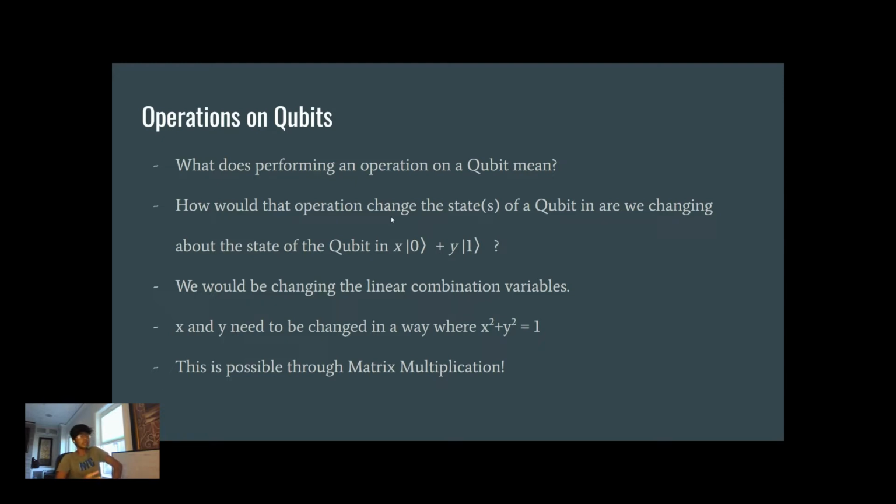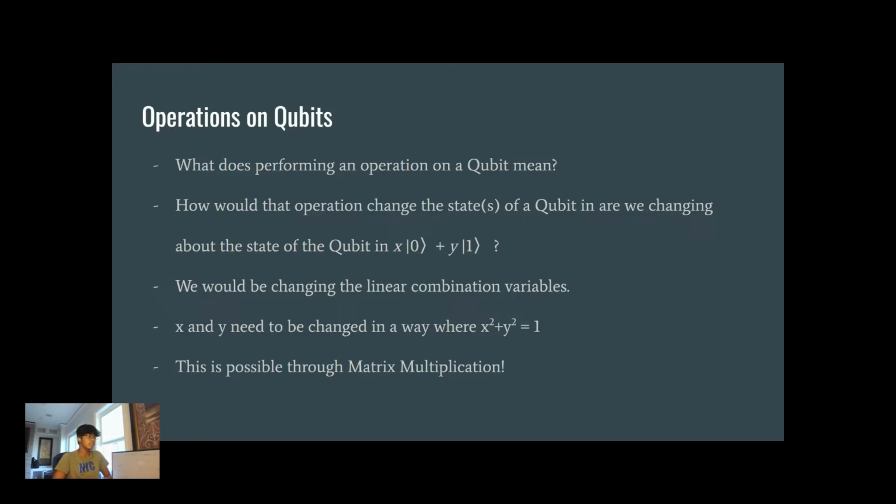So what does performing an operation on a qubit mean, right? And how does that operation affect the states of our qubit, right? If we remember, our qubit is x of 0 plus y of 1, right? Now, when we perform any type of operation, we would be changing the linear combination variables x and y, right? It would essentially be changing the amplitudes of the certain states, right? And we could still be changing x and y, but x squared plus y squared would still be equal to 1, right?